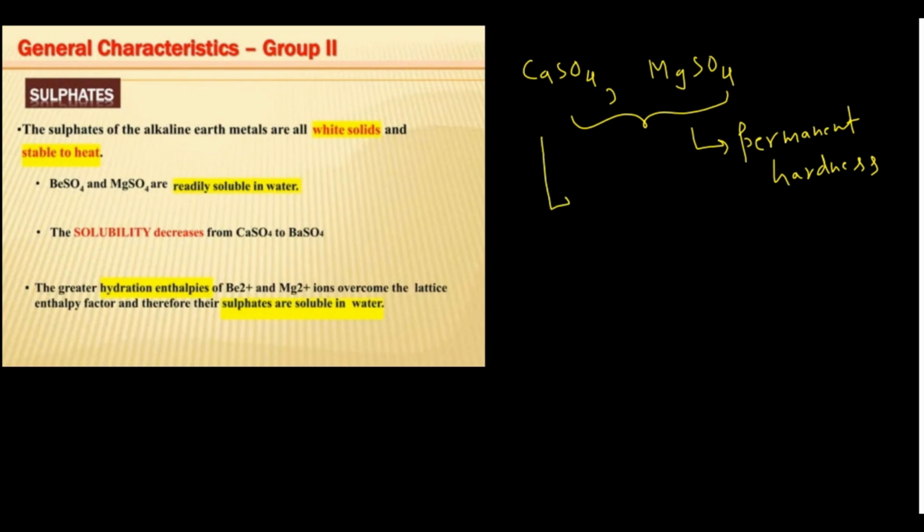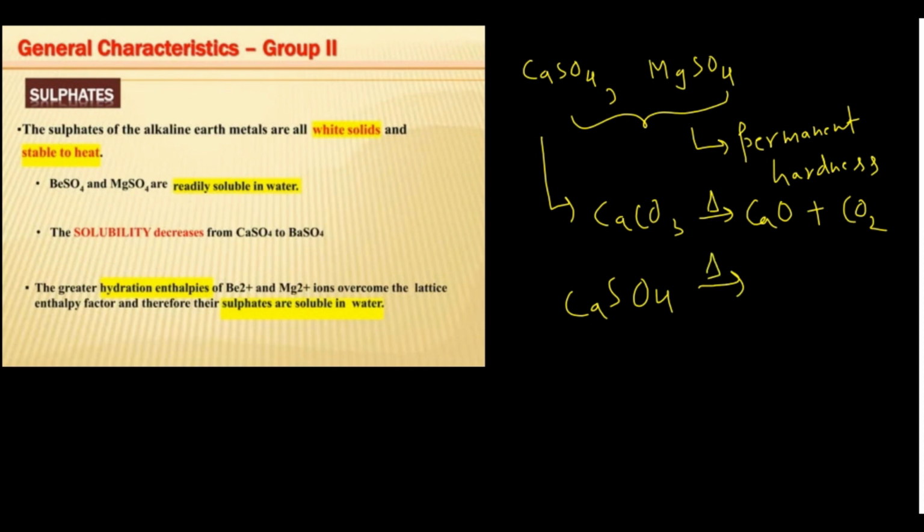Why is it then called permanently hard? Because you have already seen that in the case of calcium carbonate, when you heat it, it produces lime, that is CaO, along with carbon dioxide. But if you have calcium sulfate and you heat it, it will never give you calcium oxide plus SO3. So this reaction actually is not possible. That's why this water is said to be permanently hard when the sulfates are there. This is something very, very important.